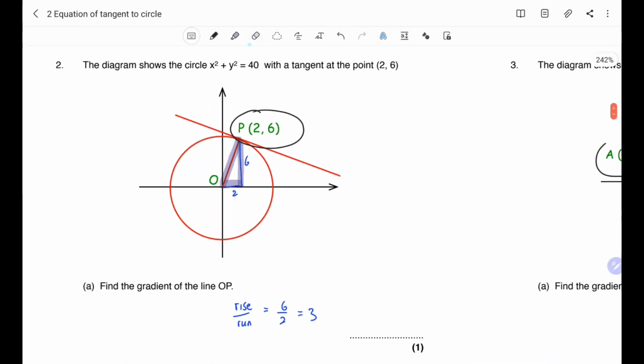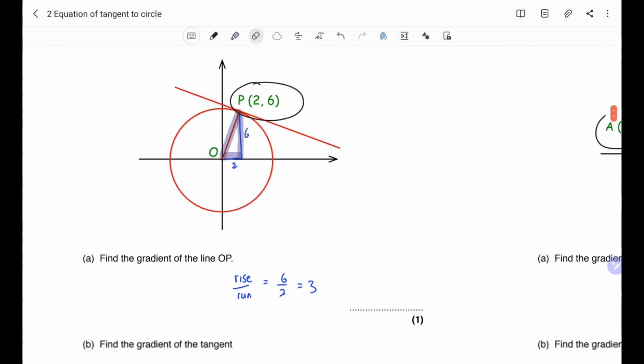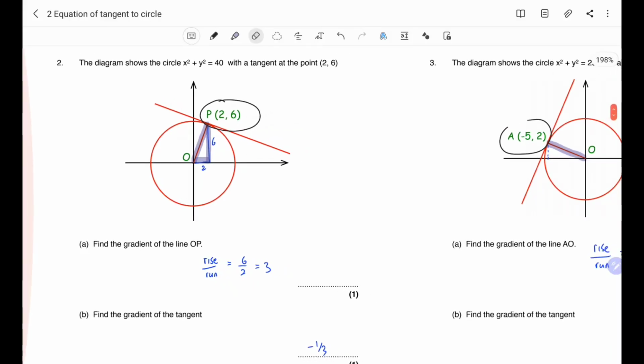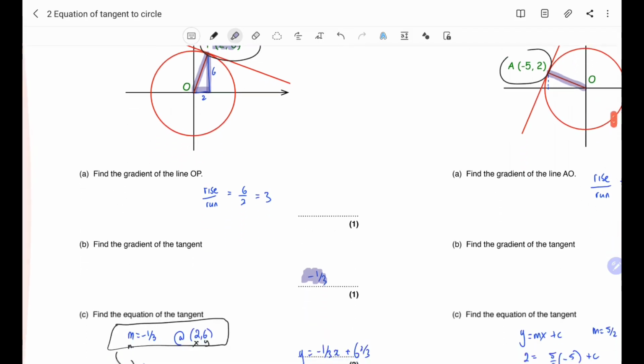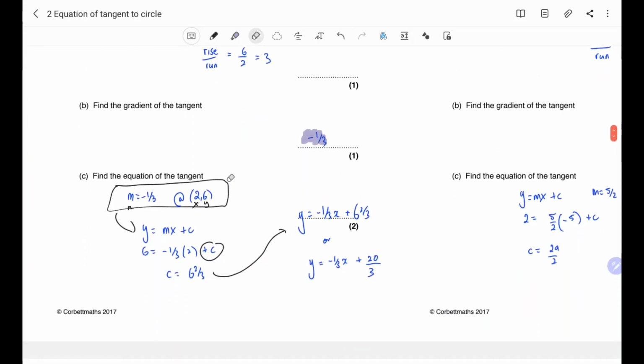Question 2. So the gradient of the line OP again, the gradient of this radius, rise over run, is 3. The gradient then of the tangent is minus 1 over 3. The equation of the tangent, we use this. This is our m. And we use our coordinate. We plug it into y is equal to mx plus c.